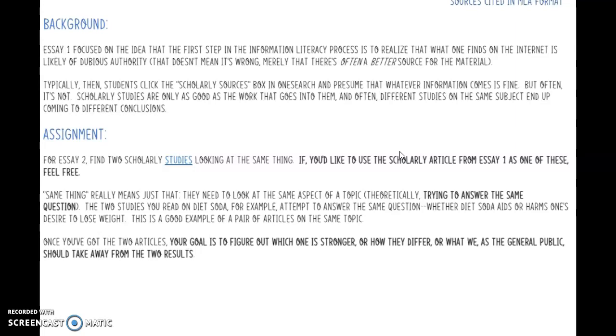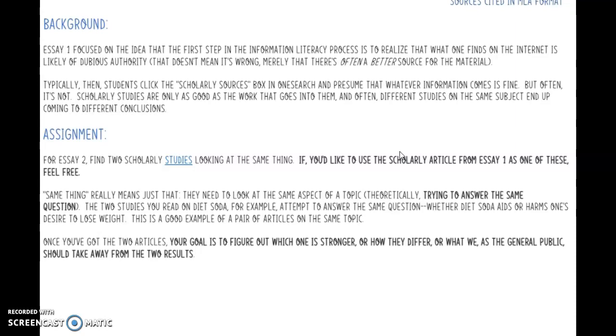Once you have 2 articles, your goal is to figure out which one is stronger, or how they differ, or what we as the general public should take away from the 2 results. So, if they come to totally different conclusions, beautiful. Your job is to figure out why. If they come to somewhat different conclusions, like they're in the same basic realm, but the degree to which something has an impact is found to be different, then we need to talk about how they reached that. Ultimately, the goal here is to figure out what we, as readers, should take away from these 2 articles together.